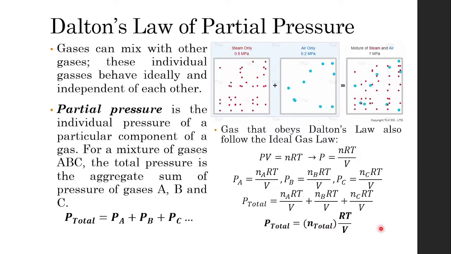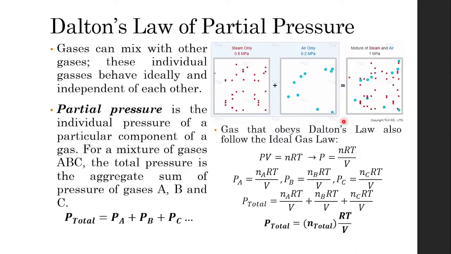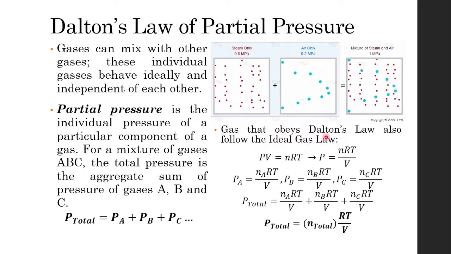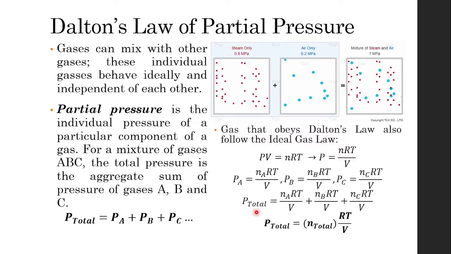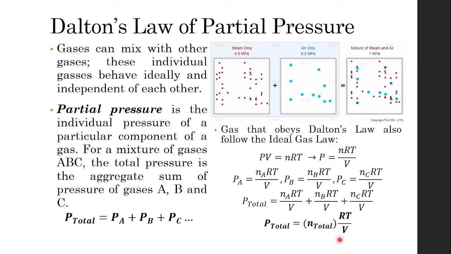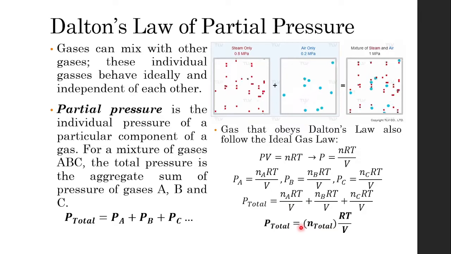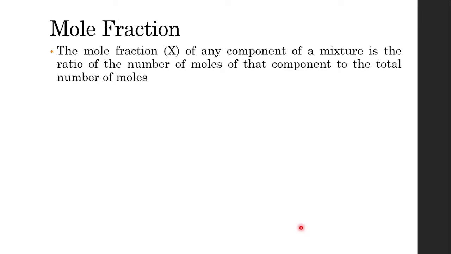Interestingly, we can take this further. Since we now know that Dalton's law also follows the ideal gas law, we can take this equation and separate N_T. N is again the number of moles of gas. So what we can do now is use what we call a mole fraction.